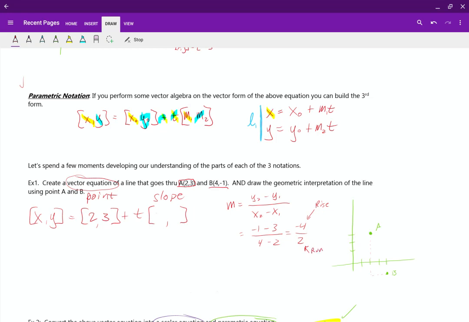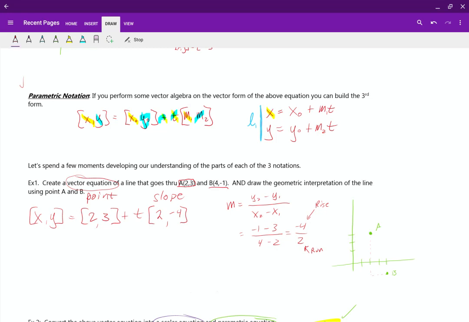And as it turns out, the run goes here, and the rise goes there, because this is the x component of the slope, and this is the y component of the slope, right? There you go. Now, don't get this mixed up with the scalar equation, which was the first one, that had something that was perpendicular to the line. No, in the vector equation, this is parallel to the line, and this is some point on the line, okay? So there it is. Now we're going to draw a geometric interpretation of the line using points A and B.